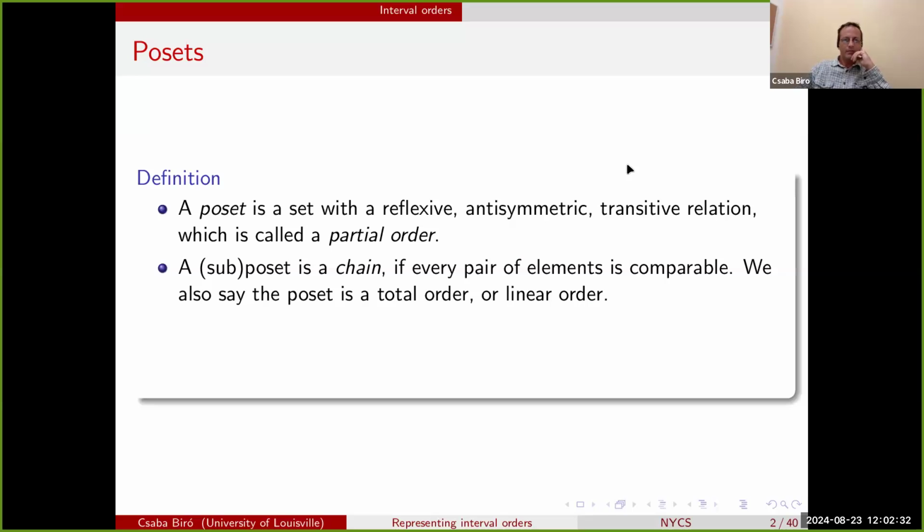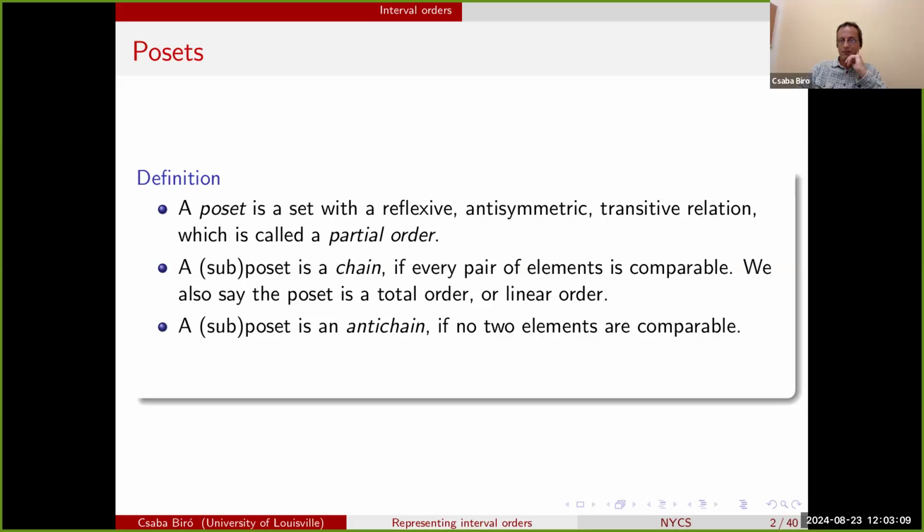Yes. So probably we all know this, but let's just go through this to be on the same page. A poset is a set with a reflexive, antisymmetric, and transitive relation. The relation we call a partial order, and the partial order together with the set is called a poset. That's short for partially ordered set. A poset is a chain, or it could be a subposet of a poset, if every pair of elements are comparable. And we can also say that the poset is a total order, or sometimes we call it a linear order. For me, they all mean the same thing.